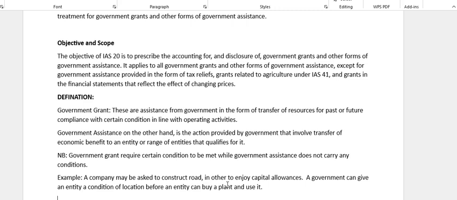When we say government grant, what does it actually imply? What is the meaning of a government grant? Now, according to IAS 20, they put the definition forward as all those assistance or allowances from government in the form of transfer of resources for past or future compliance with certain conditions in line with operating activities. In other words, they are assistance that an entity will receive once you're able to fulfill certain conditions, either in the past or in the future.